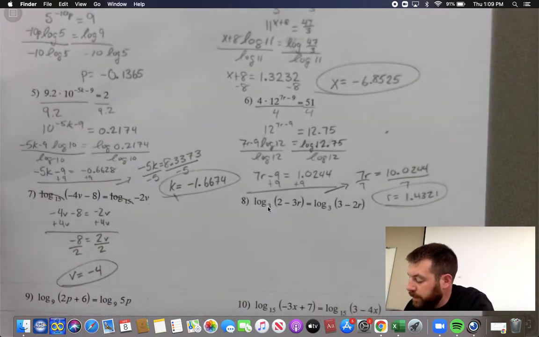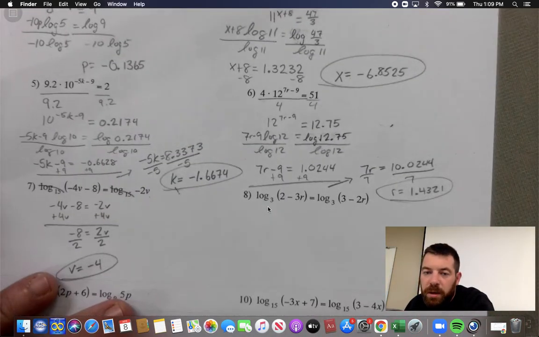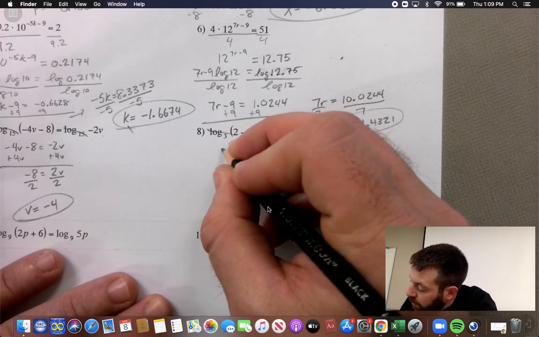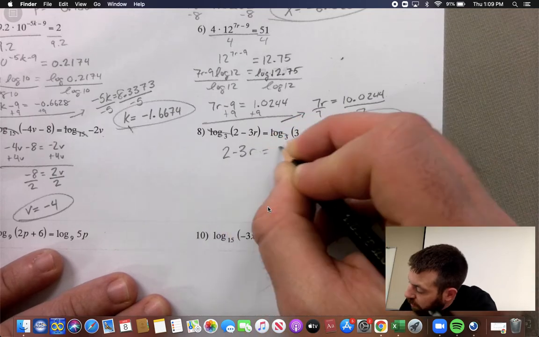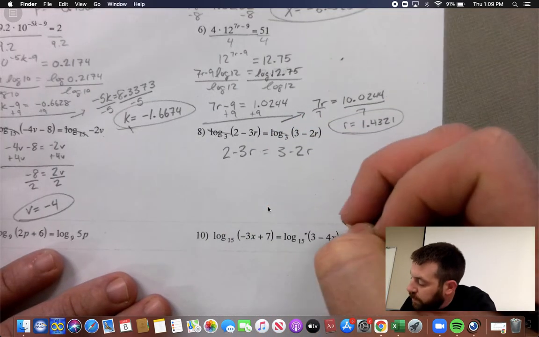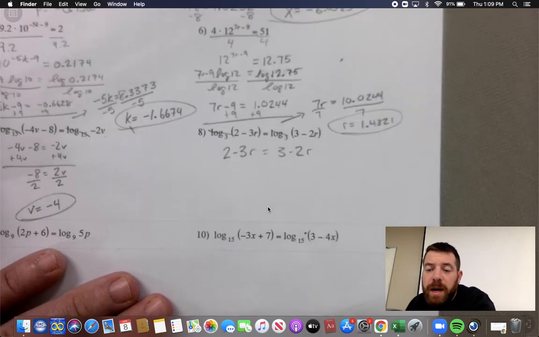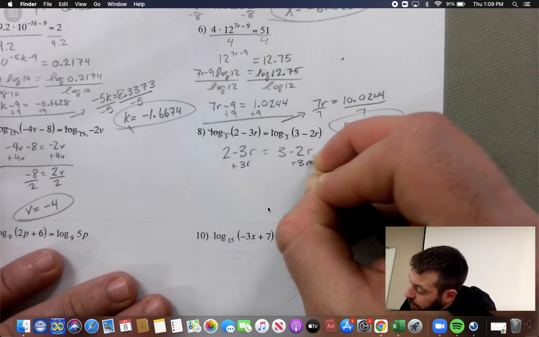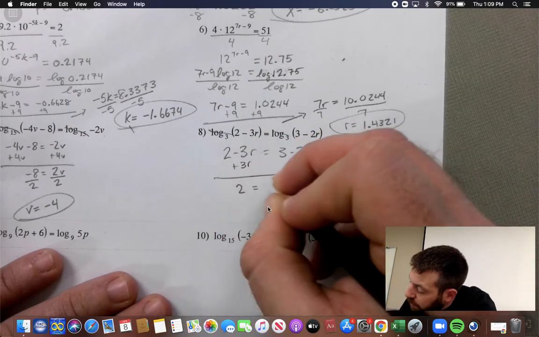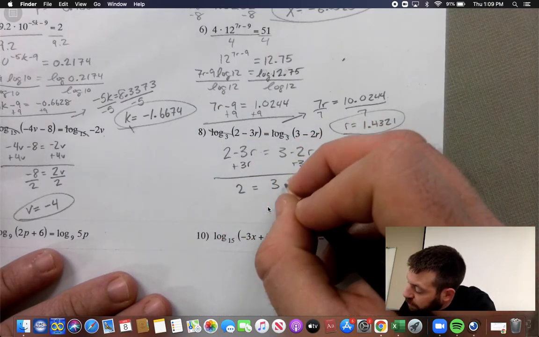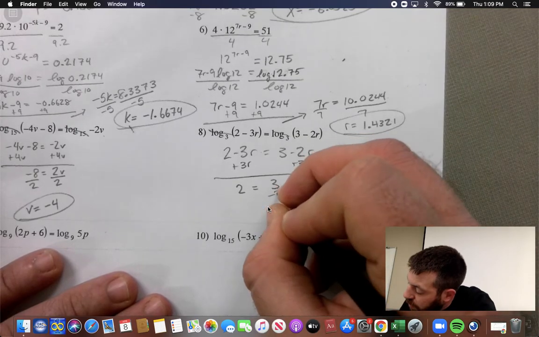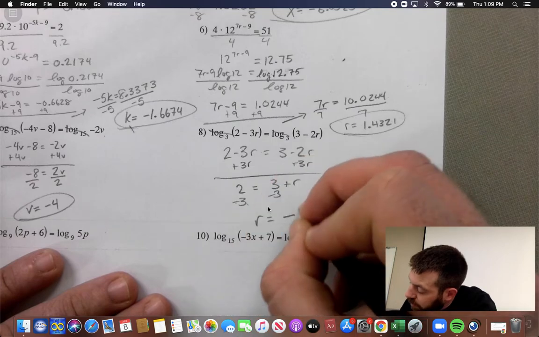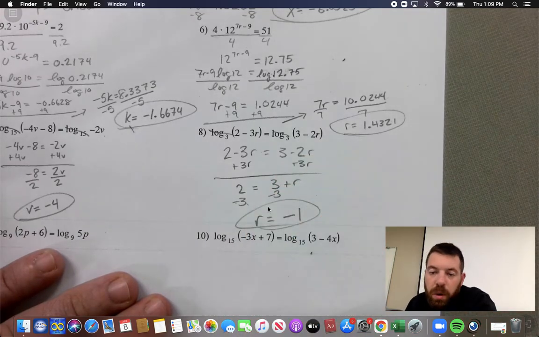Same with 8. Logs on both sides. Cancel them. 2 minus 3r equals 3 minus 2r. Let's move all our variables to one side so that I can solve. Let's add 3r. So 2 equals 3, negative 2 plus 3 is 1, so plus r. Subtract your 3, and r equals 2 minus 3, so that's negative 1.